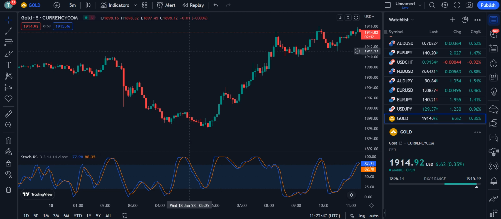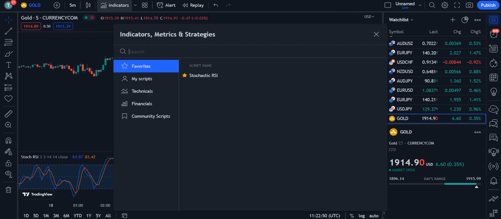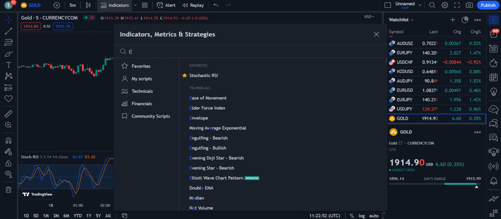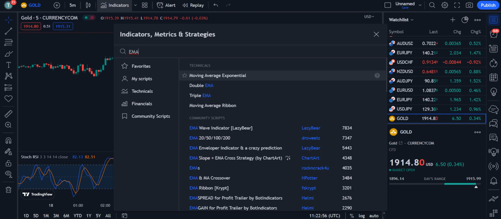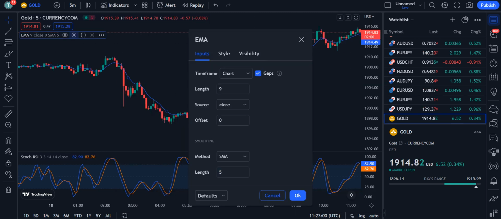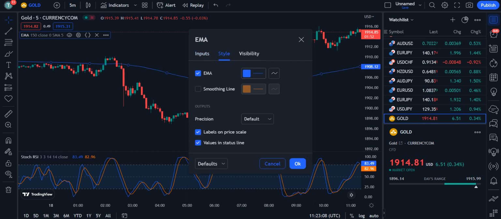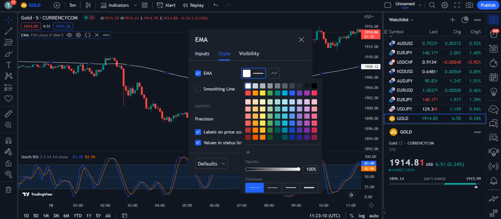But if you want to add another indicator for confirmation, you can simply add the exponential moving average, or EMA. You have to click on it. It will be applied on your chart. You have to go into the settings of this and change its length from 9 to 150, and go into the style and change its color. It will be white and a bit thick.